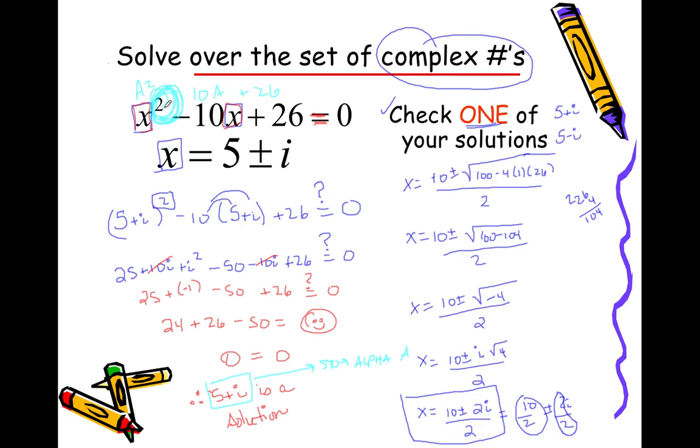2 solutions. And the 2 solutions were 5 plus i and 5 minus i. They were not real, therefore this parabola does not cross the x-axis. But it still has 2 solutions. They're just not real solutions. And now we can not only find what those solutions are, we can plug them back in to verify that they are solutions.